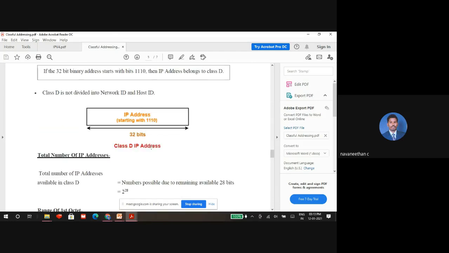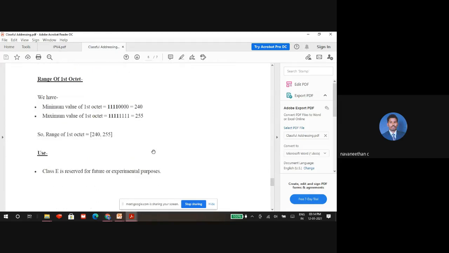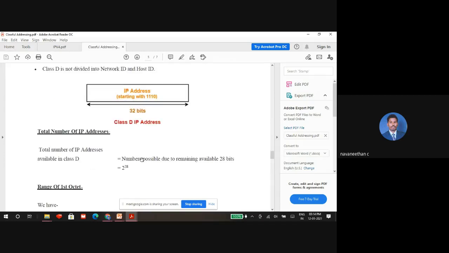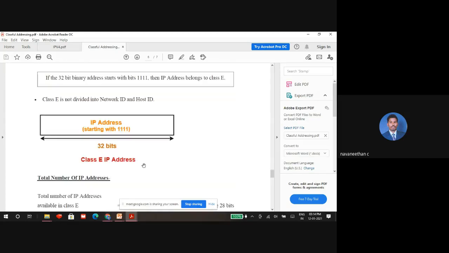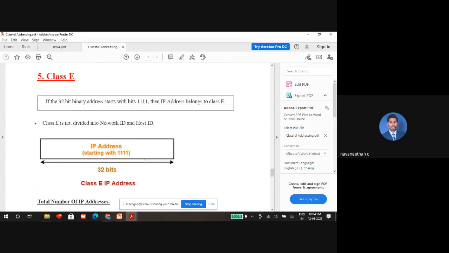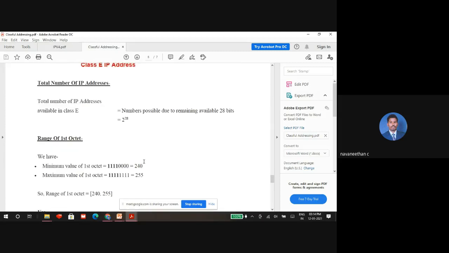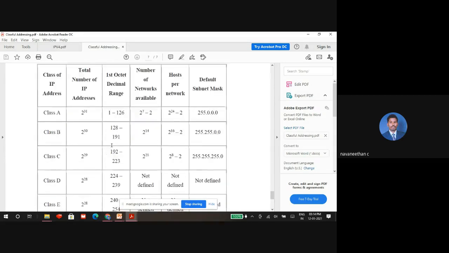Fine. This is with respect to class D, and this is with respect to class E. Okay, just go through it. Don't mug up those values. By this, you can easily recognize the addresses with respect to class A, class B, class C, D as well as E. Okay, so let me wind up with class E. I think we have all the possibilities. We are finding its IP addresses, then its range. Okay, 240, and this will be 255. That's all.